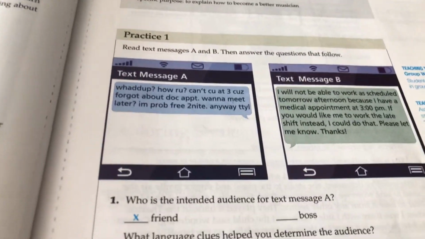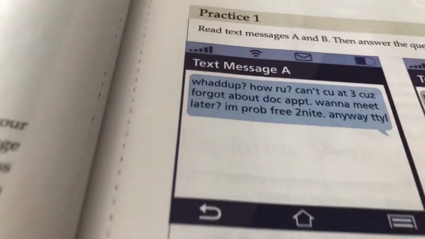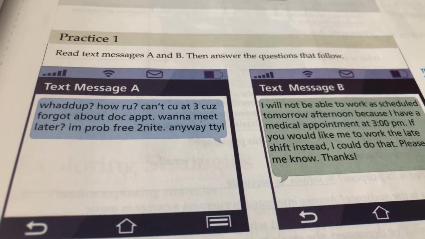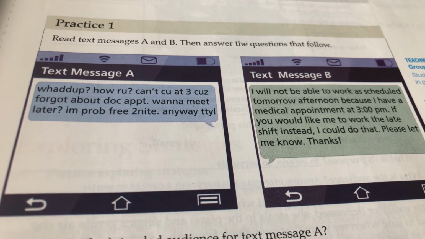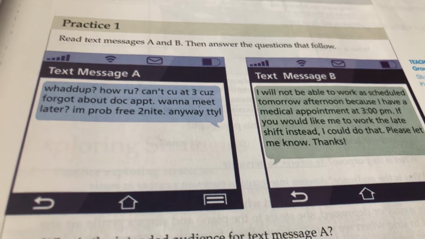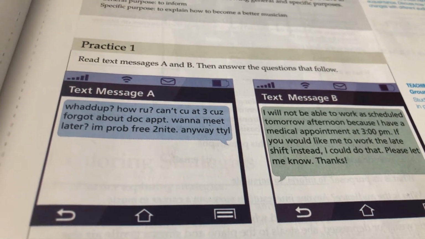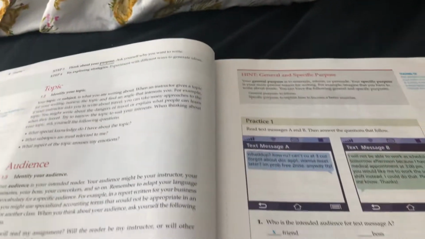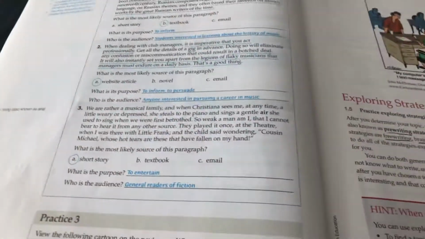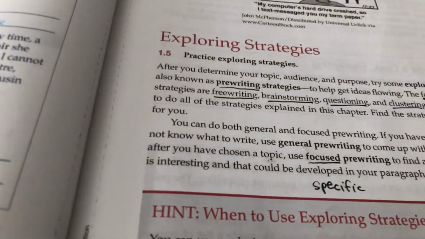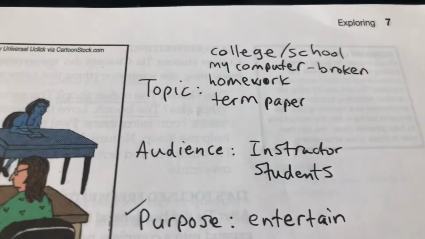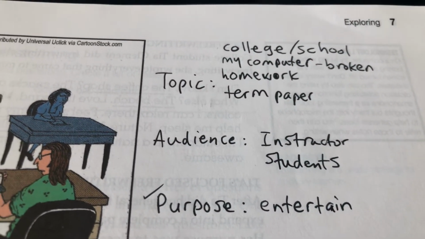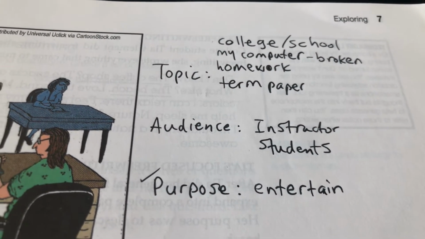This was an interesting practice that we had where we talked about what's appropriate. A text message, would it be more appropriate with casual language or informal language or formal language, depending on who the audience is. Continuing, we'll look at how to explore some strategies. So to recap, when you are exploring your ideas, you must consider your topic, your audience, and your purpose.